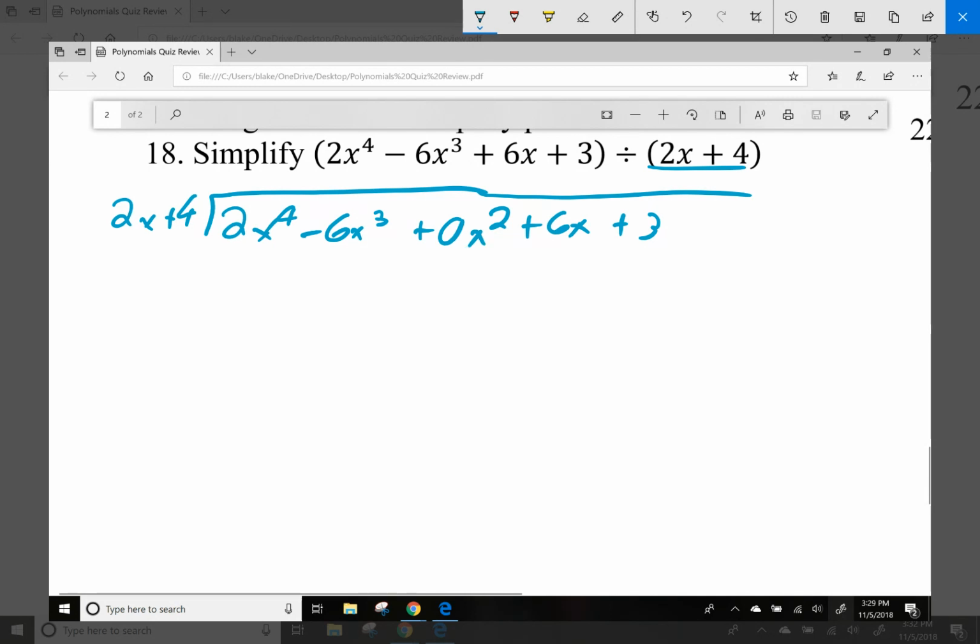So step 1 is divide. So I'm going to divide the first term on the inside by the first term on the outside. So 2x to the fourth divided by 2x. 2 divided by 2 is 1. And then x to the fourth divided by x makes x to the third.